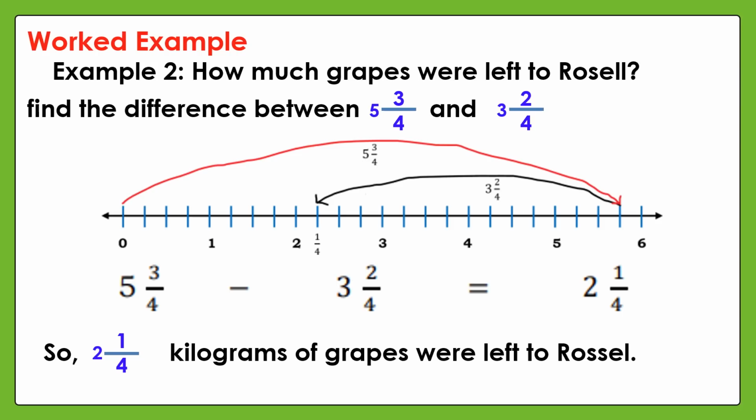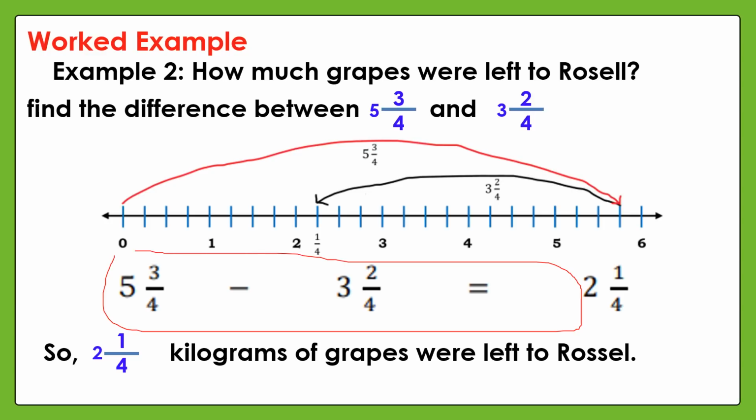How much grapes were left to Rosel? Find the difference between 5 3/4 and 3 2/4. So the formula is 5 3/4 minus 3 2/4. That is equal to 2 1/4. So 2 1/4 kilograms of grapes were left to Rosel.